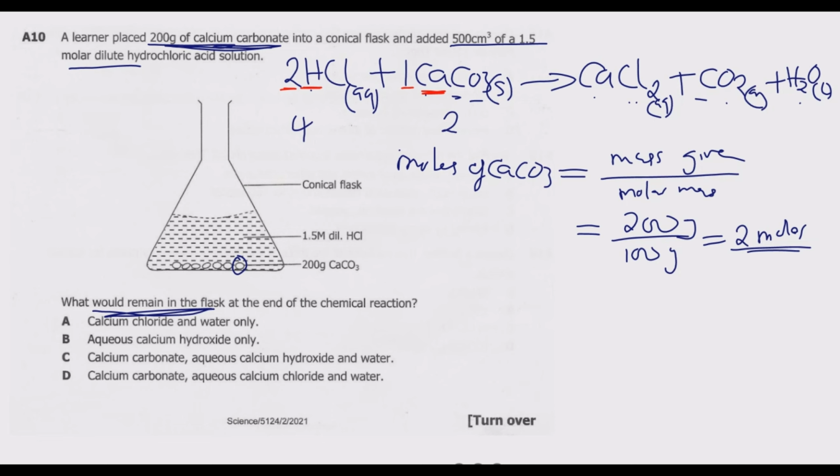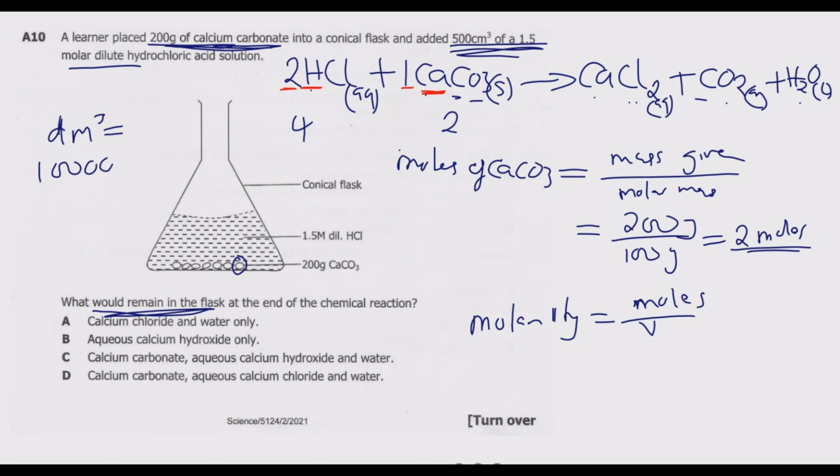So let us see how many moles of hydrochloric acid we have. We have been given the volume and we have been given the molarity. Then we know that molarity is given by number of moles divided by volume. Now volume should be in decimeters cubed, which is liters. And 1000 centimeters cubed makes up 1 liter, which is the decimeter cubed.